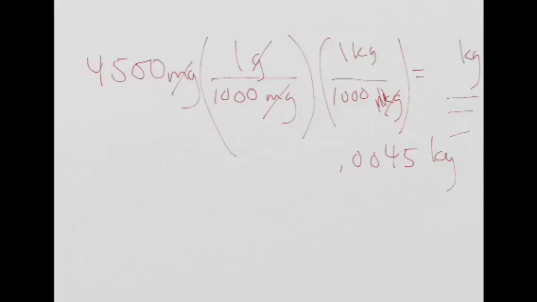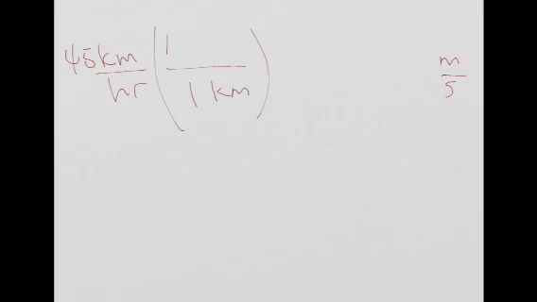All right, so let's do the last one here with the 2 units. We have 45 kilometers per hour. Okay, and we want to go to meters per second. So we have 2 conversions here. So let's do the meters first. I want to cancel kilometers. So 1 kilometer is 1,000 meters.